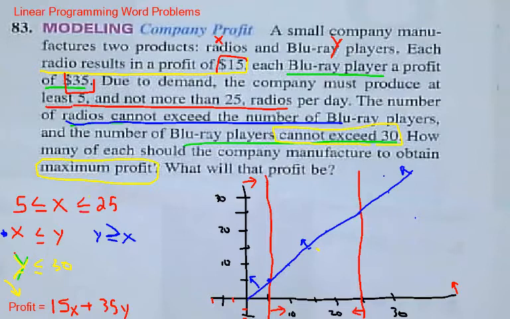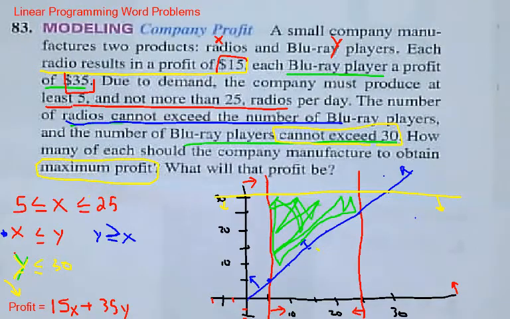Cannot exceed 30. Right? So we're going to have a line right here. Cannot exceed means you have to make less. Well, it looks like I know what my shaded area is. Look at my shaded area. My shaded area has to be everything in here. So that's a little quadrilateral, huh? Everything in there. Good. Now I have to find some corners.